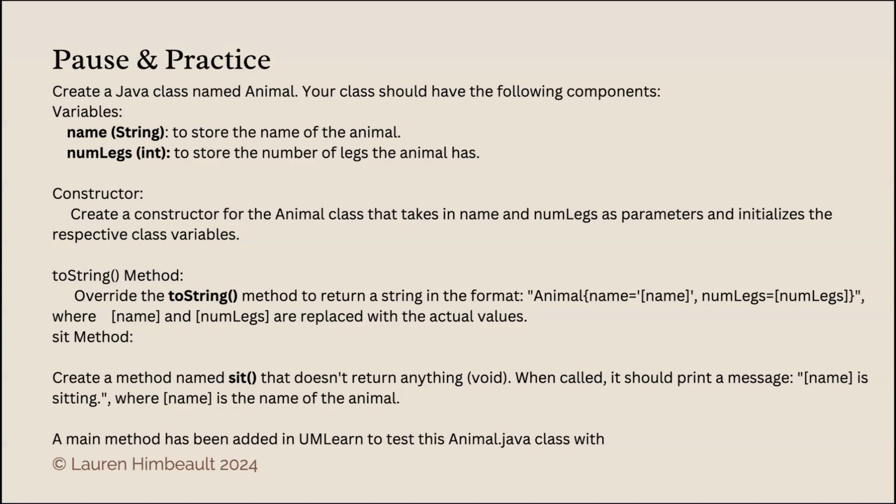You're going to write a toString method with the format that I give you, and it's really important to follow that format. And then there's also a sit method, and the sit method here will not return anything, but basically it will just print out a System.out.println message with the name is sitting. So if the animal's name is Fluffy, when you call the animal.sit, it should say Fluffy is sitting, right? I've already added a main method in UMLearn so that you can test this animal class that you're writing with, and this will be great practice for the assignments as well.